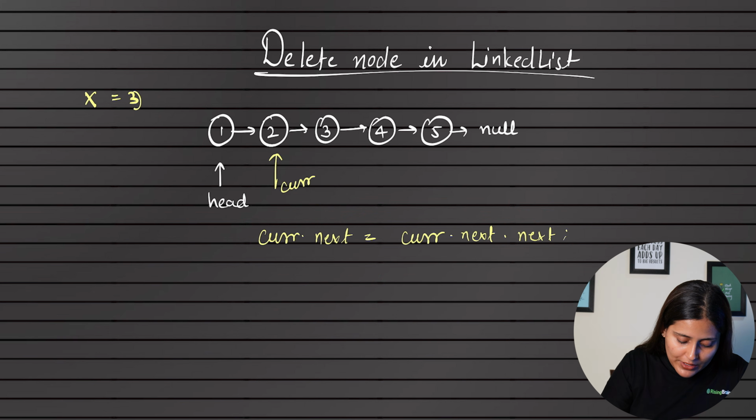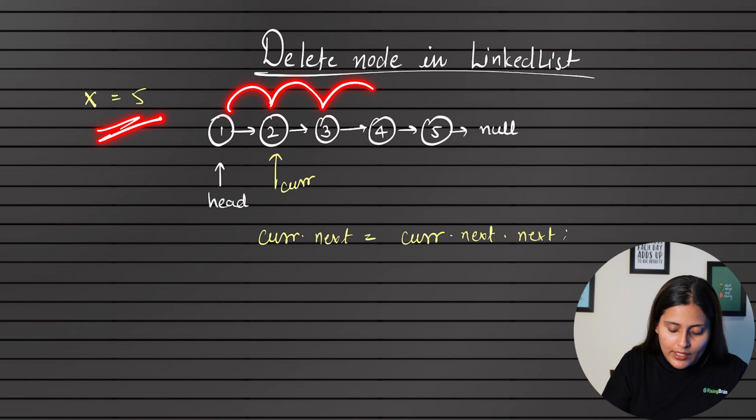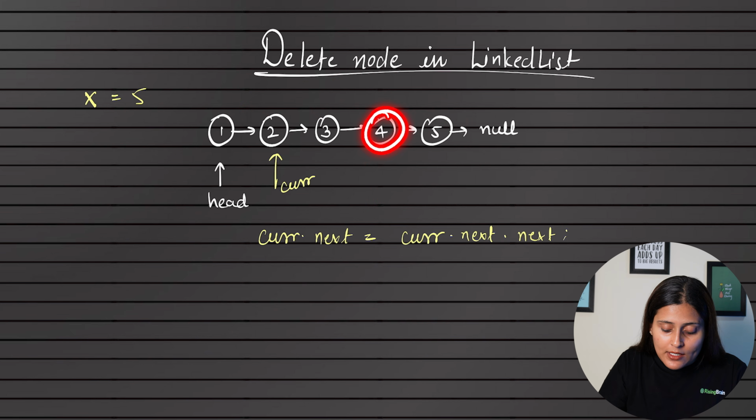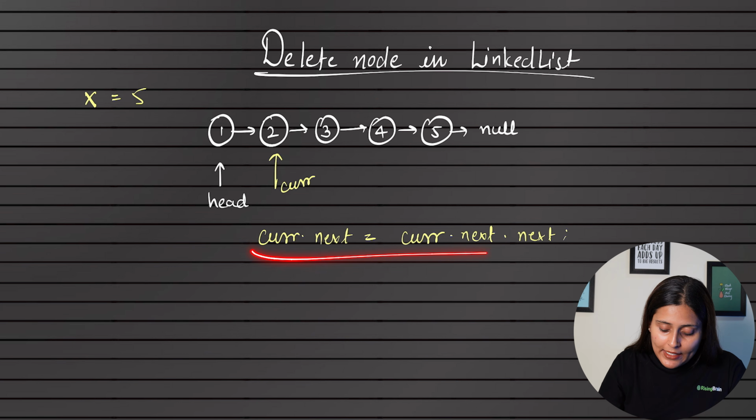Now let's prove this. Let's say instead of 3, you have to delete the 5th node. Correct? So how many jumps will you take? Definitely 3. So 1, 2, 3, you will stop. Now is 4 null? No. 4.next, which is 5, is this null? No. So I want to connect 4 to 4.next.next, which means I want to connect this 4 to null. So can I say my 5 got deleted? Yes, it will. So basically you have to check.